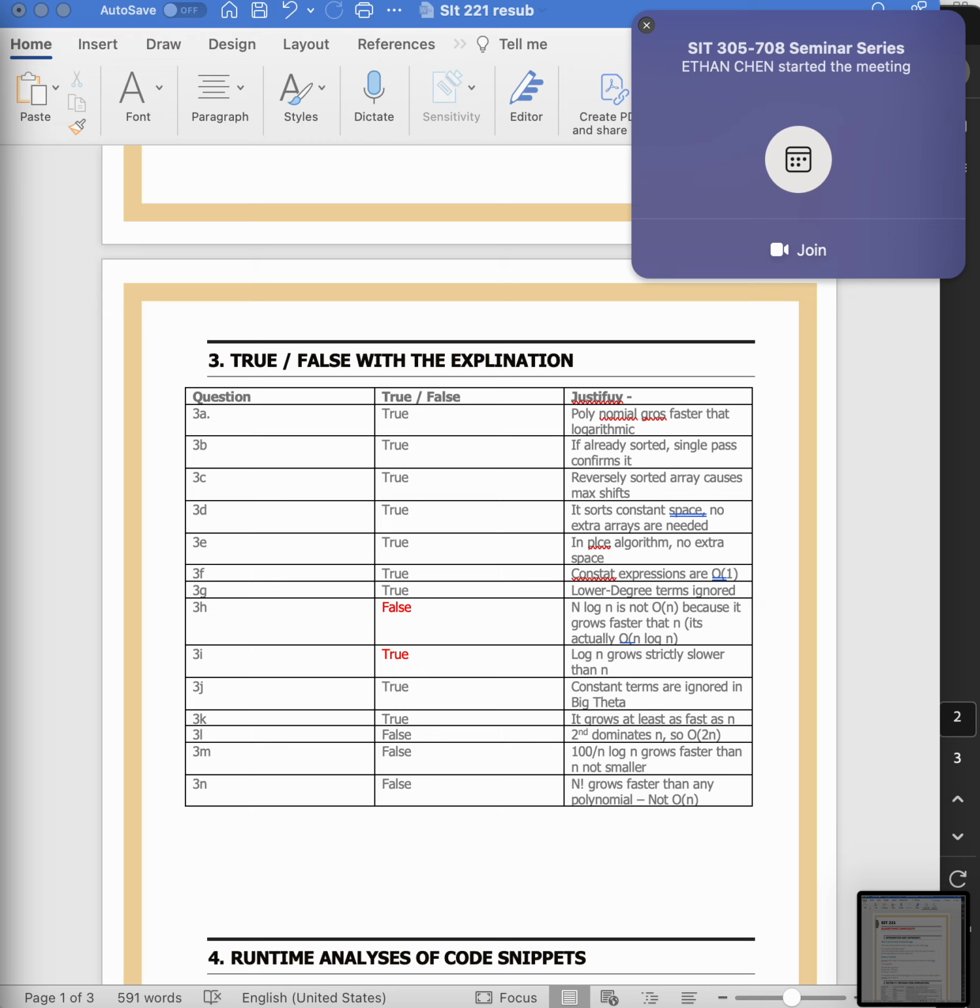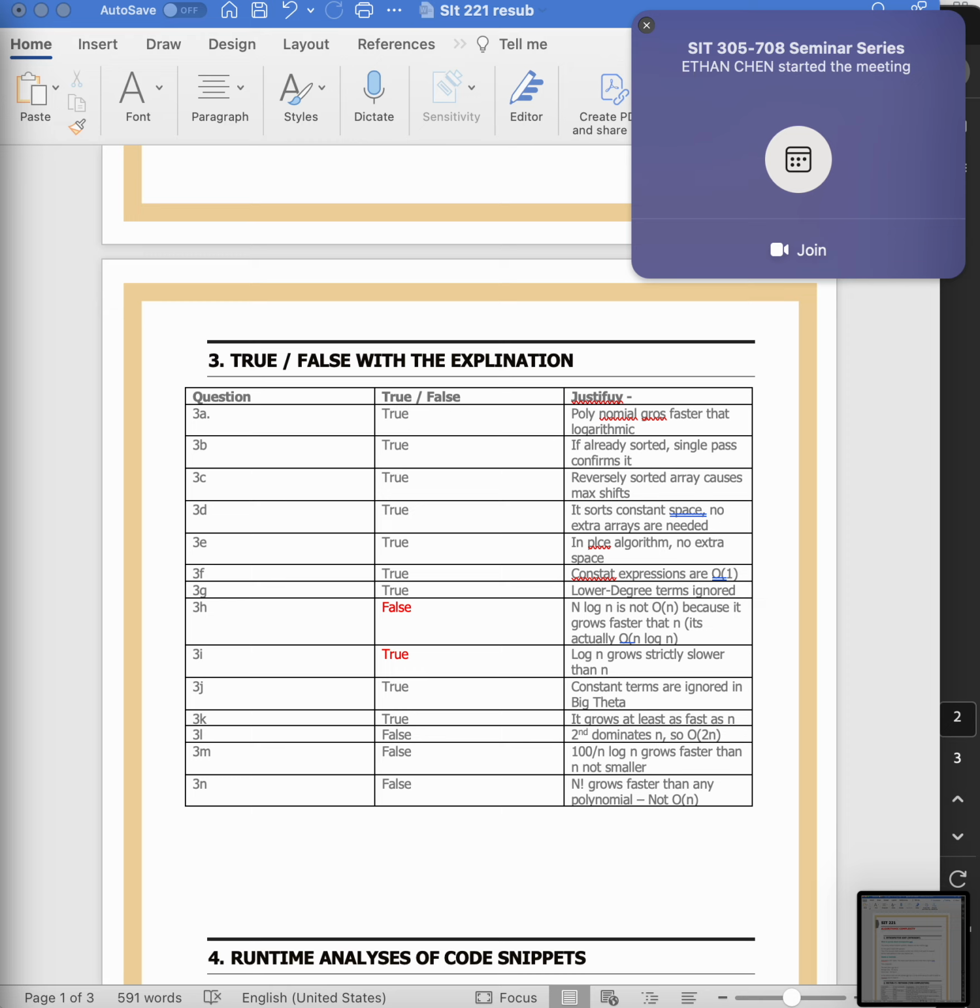This was an interesting one. 3J: log n plus 2 to the power of 100 equals big theta log n. So the constant values don't actually matter when it's big theta, because we only care about the term that grows. So it is true. It's equal.